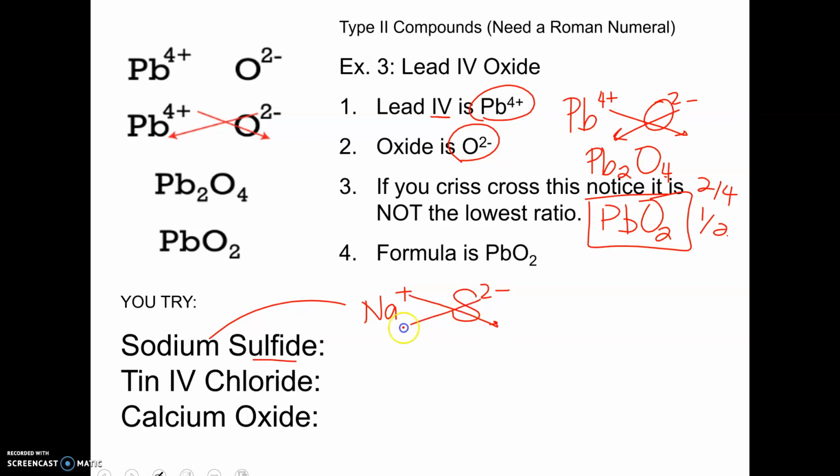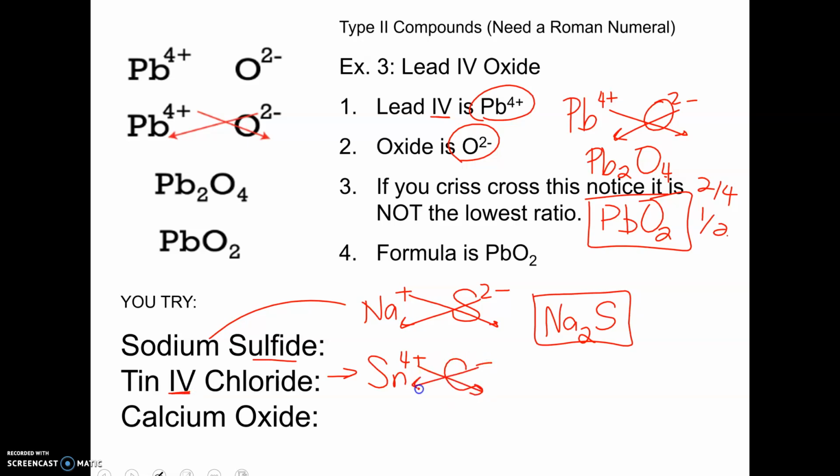Our shortcut, we're going to crisscross our charges. We're going to get Na2S. Notice we don't write the 1. I meant to say that earlier. So here is sodium sulfide. Tin 4 chloride. So tin has a +4 because of our Roman numeral. Chloride, negative. Crisscross our charges. We get SnCl4.